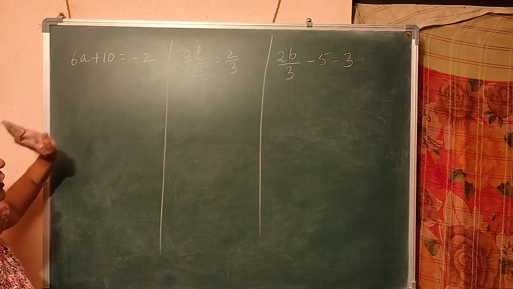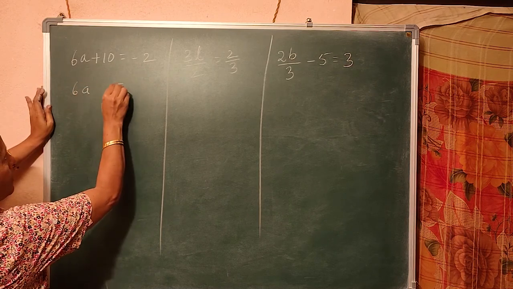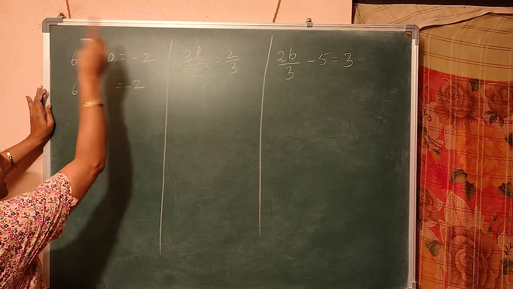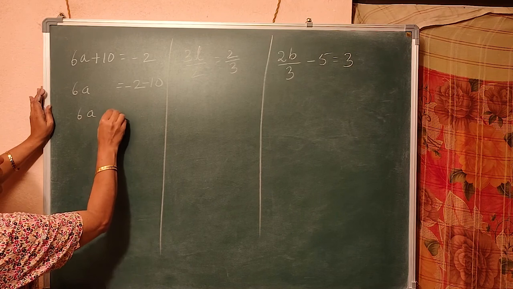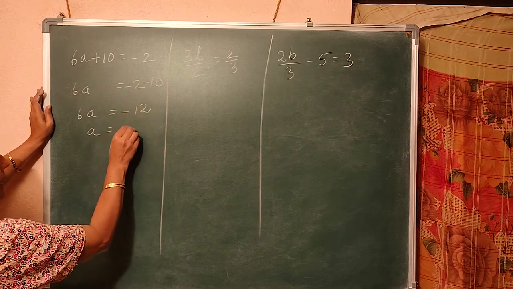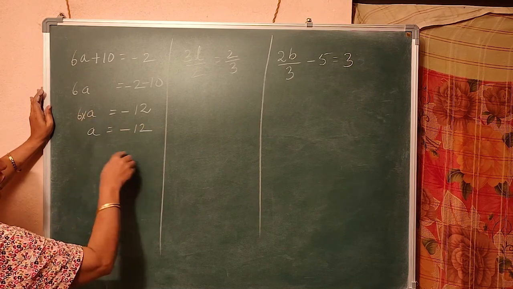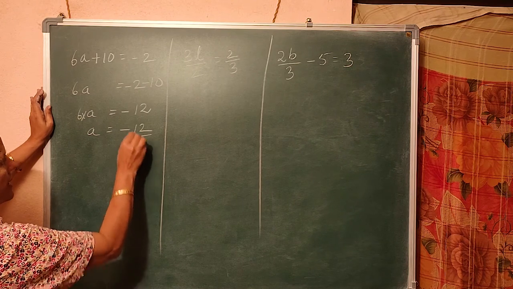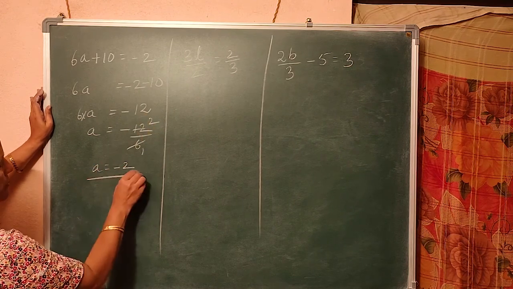6a plus 10 is equal to minus 2. So what is the next step? 6a is equal to minus 2 plus 10 goes that side, minus 10. So 6a is equal to minus 12. So a is equal to minus 12. If this is multiplied, you have to divide. 6 ones are 6 twos are. So a is equal to minus 2.